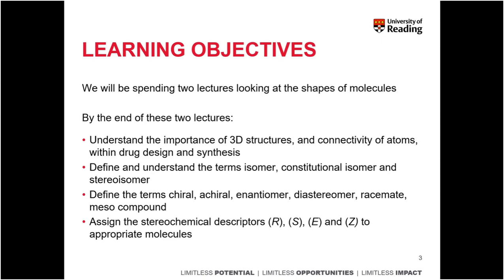And by the end of these 2 lectures, I hope you'll be able to understand the importance of 3D structures and the connectivity of atoms within drug design and synthesis. Define and understand the terms isomer, constitutional isomer, and stereoisomer. Define the terms chiral, achiral, enantiomer, diastereomer, racemate, and meso compound. Assign the stereochemical descriptors R and S, E and Z to the appropriate molecules.